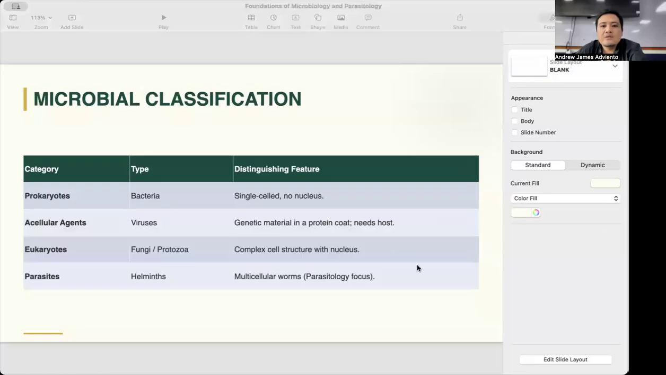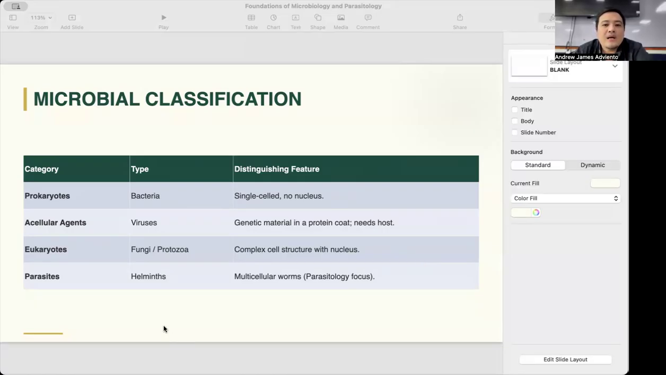We need to understand that each organism is a unique species with distinct genetic makeup and biological characteristics. So even closely related microbes can have very different effects on the human body. This uniqueness explains why treatments must be specific to the type of microorganism involved.